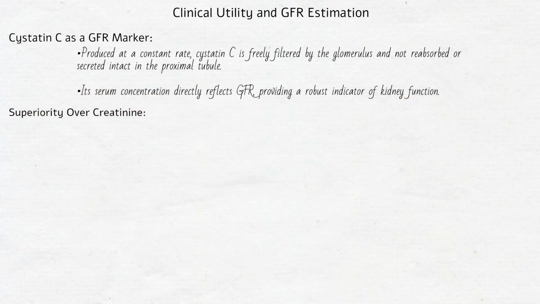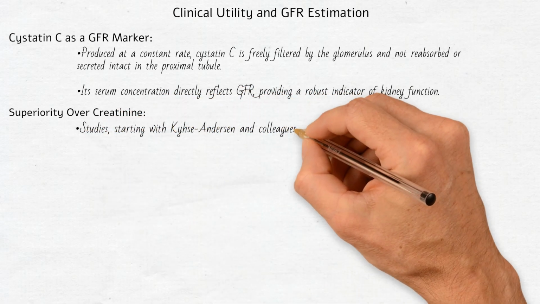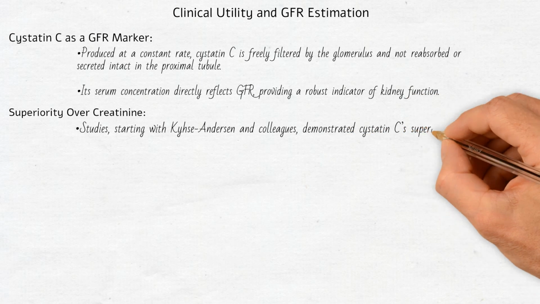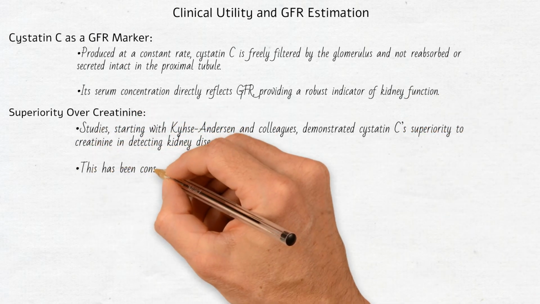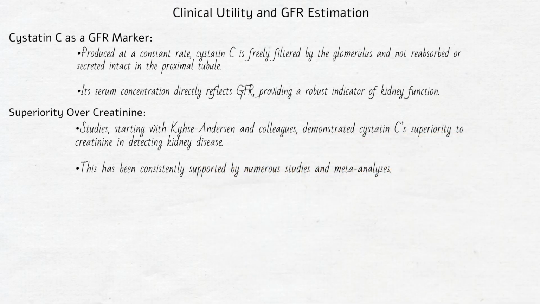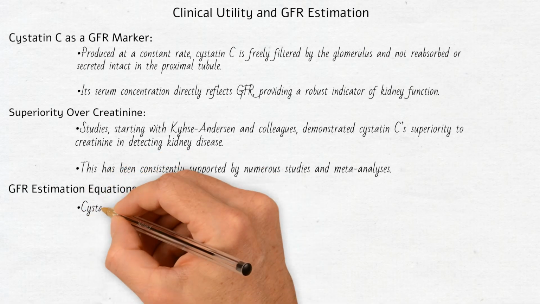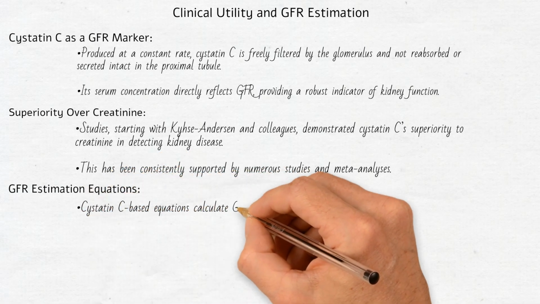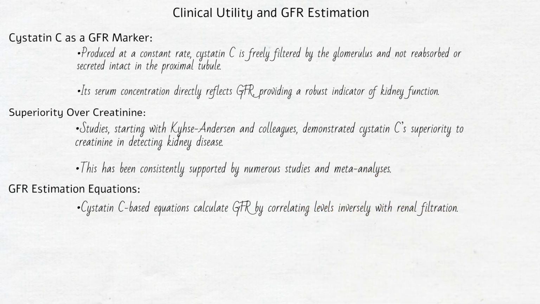Superiority over creatinine. Studies, starting with Kai Sanderson and colleagues, demonstrated cystatin C superiority to creatinine in detecting kidney disease. This has been consistently supported by numerous studies and meta-analyses. GFR estimation equations. Cystatin C-based equations calculate GFR by correlating levels inversely with renal filtration.